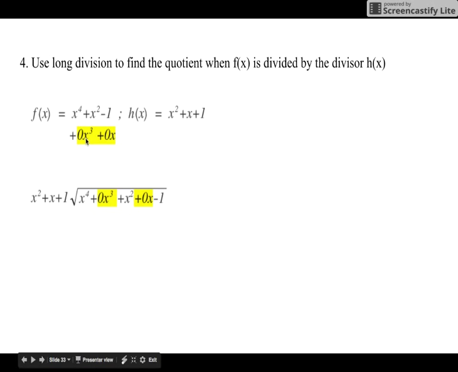Again, I've added in 0x to the third, but this time we're also missing an x. So normally it would be 4, 3, 2, 1. Think of x to the first being the same as x, and minus 1. So we have to add these two in.